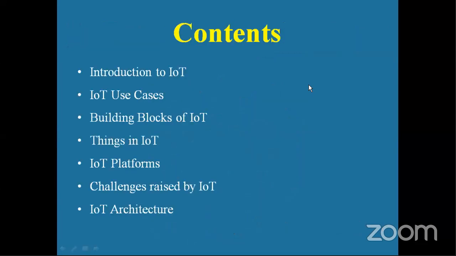The first definition. What we are going to cover in this content is we will see first the meaning of IoT and an introduction to IoT. Then we will see some of the use cases of IoT. We will be looking at some of the building blocks of IoT. Then what is the meaning of a thing? What is a thing in the Internet of Things? What is an actual thing? And then what are the different types of IoT platforms available for us to develop applications? What are the challenges that are raised by IoT? And finally, an IoT architecture. This is what we'll be covering in the first part of the presentation.